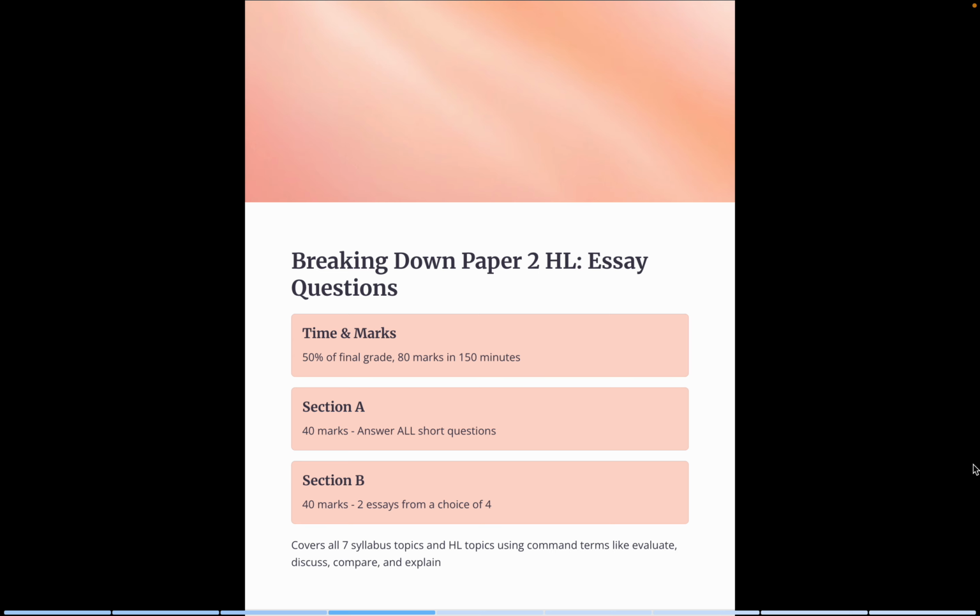Section A is 40 marks where there are no options; you have to attempt all these short questions. Section B is again 40 marks, where you will get four questions. Each question will have three sub questions. You have to choose two essay type questions from the choice of four. This paper 2 will again cover all syllabus topics and HL topics, and you will find questions based on command terms such as evaluate, discuss, describe, outline, compare and explain.